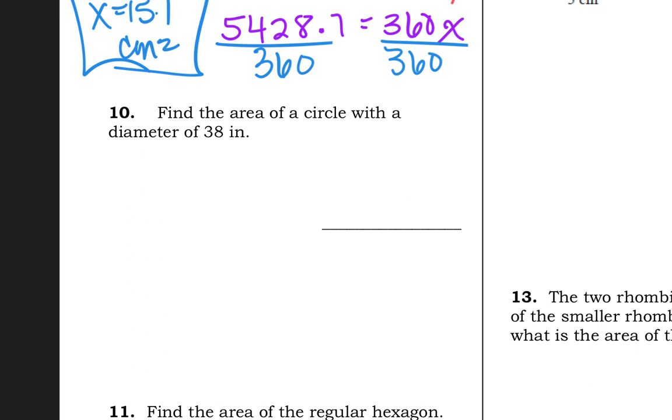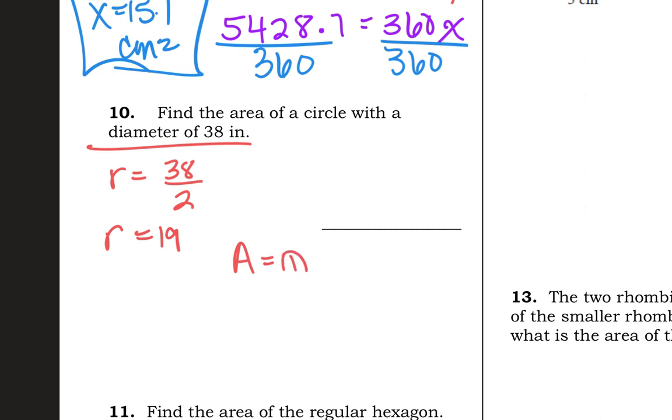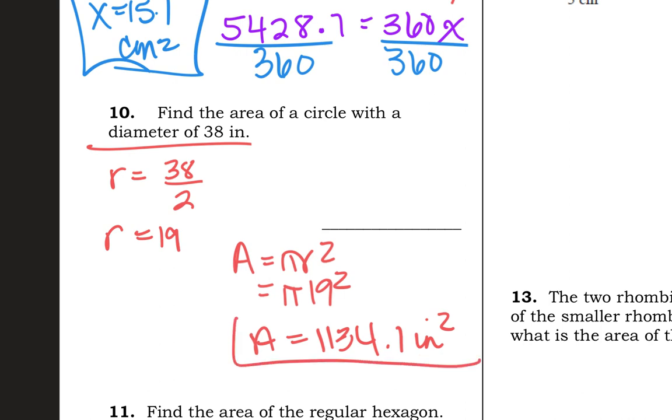All right, next one we're going to find the area of a circle, given that the diameter is 38. So reminder, your radius is always half of your diameter. So your radius is going to come out to be 19. So if the area is pi r squared, we're going to do pi 19 squared. The area comes out to be 1,134.1 inches squared.